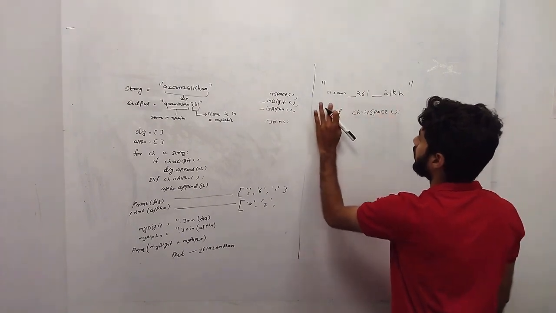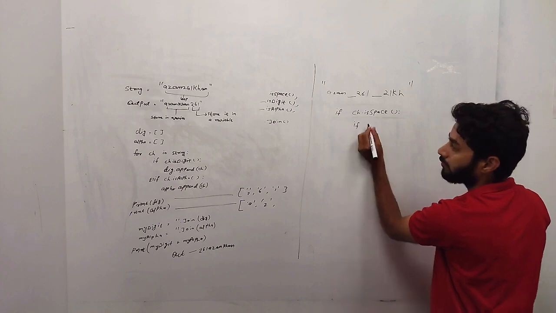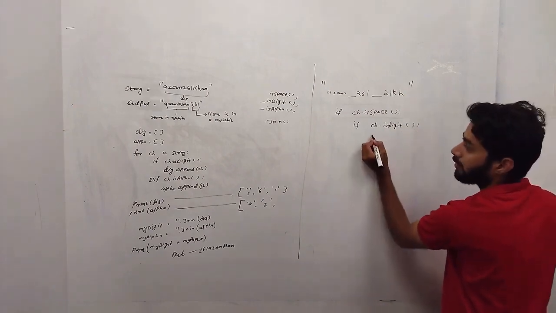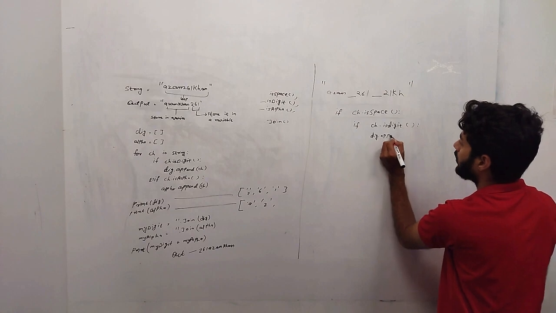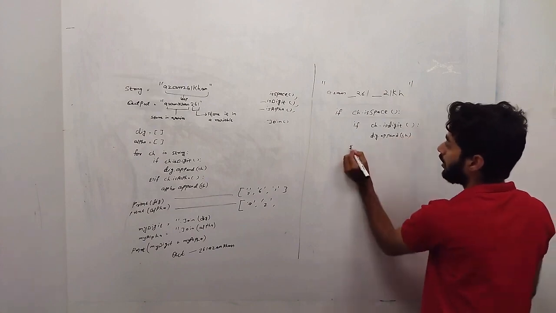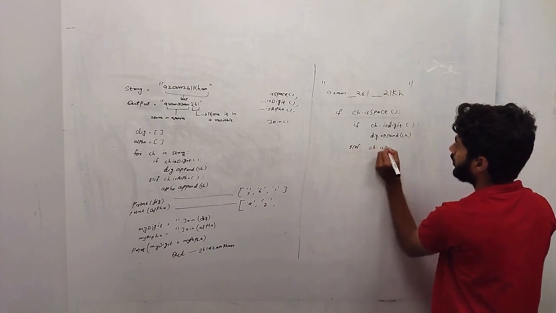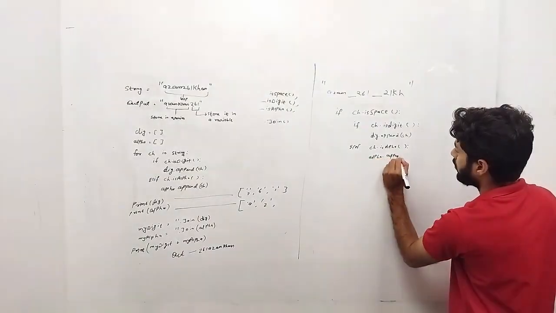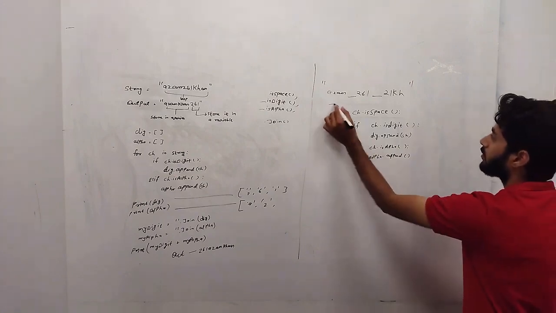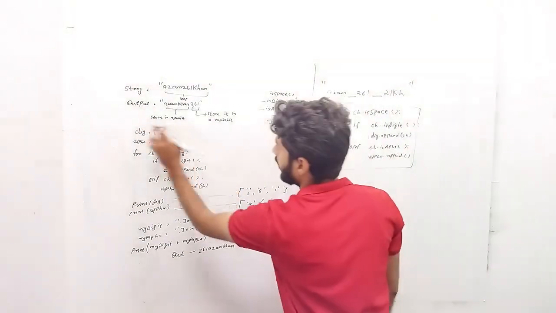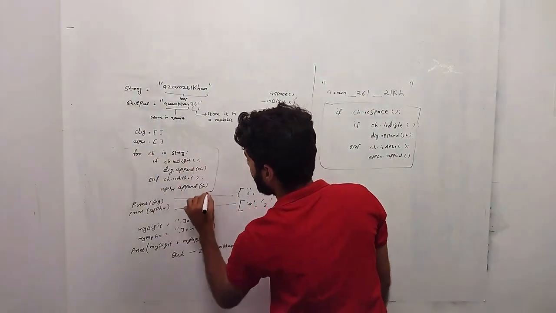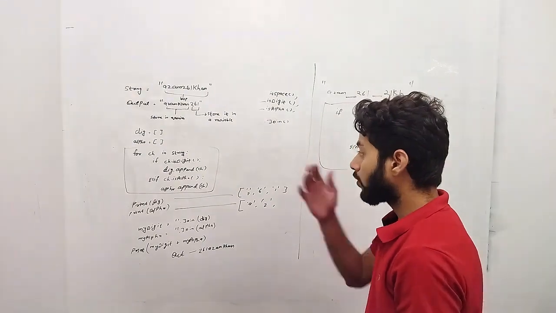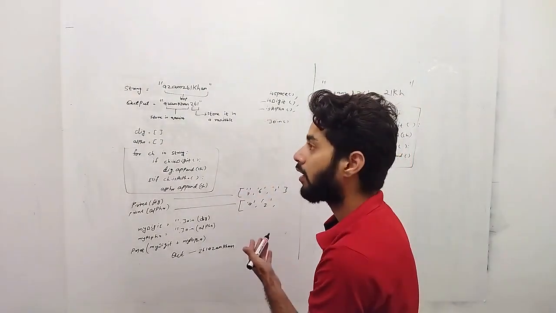Otherwise, if ch dot isdigit, the same thing, we need to append, dig.append ch. Elif ch dot isalpha, then simply alpha dot append. This is what we need to do. We need to add this much code. You can replace from here to here if we have a check for a space in our string. Definitely we are going to execute this problem in our Python IDE.